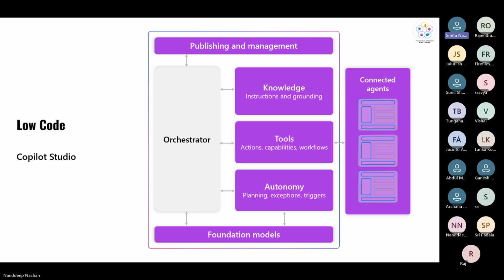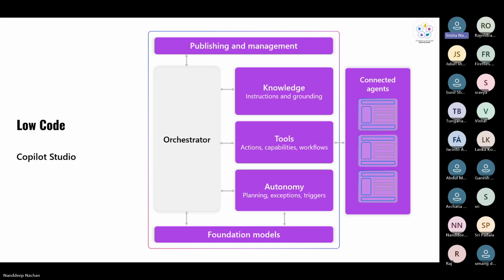When it comes to autonomy, you can configure planning, triggers, and exception handling. So the agents can proactively act, solve multi-step workflows, and handle more complex scenarios compared to the no-code model. Publishing and management remain built-in. Security, governance, versioning, and lifecycle management are handled by the platform, ensuring enterprise compliance.